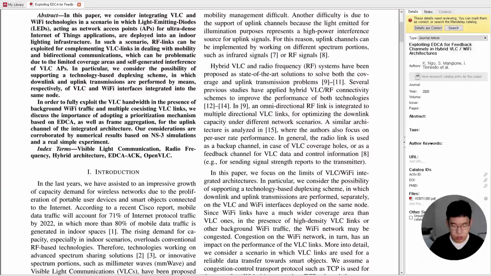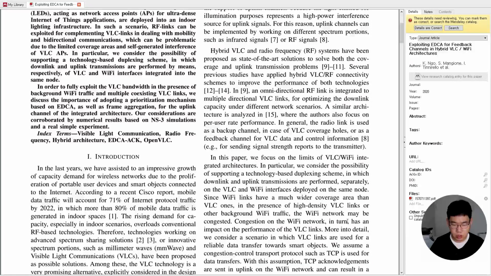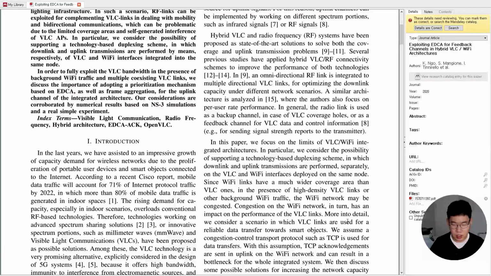More in detail, we consider a scenario in which VLC links are used for reliable data transfer towards smart objects. We assume a congestion control transport protocol such as TCP is used for data transfers, in which case TCP acknowledgements are sent in uplink on Wi-Fi networks and can result in a bottleneck for the whole integrated system.